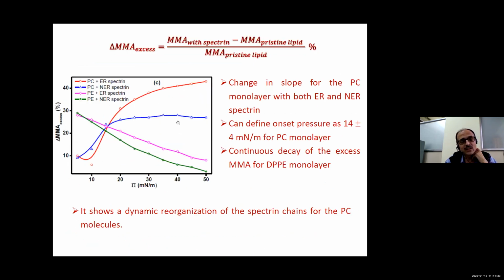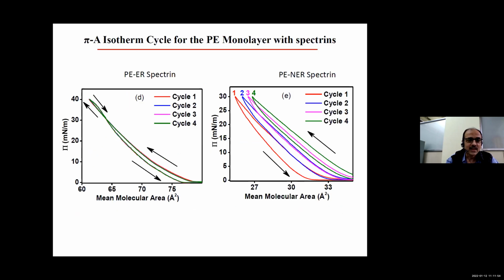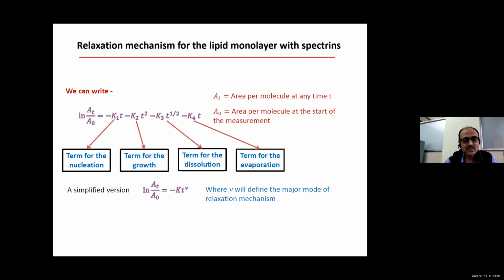And you can also calculate the molecular area changes as a function of surface pressure. You can see that for the PE molecule it is a continuously decaying function, whereas for the PC molecule there is a changeover from one phase to the other below 15. I am skipping this because my time is out. So this is one important thing that we learned.